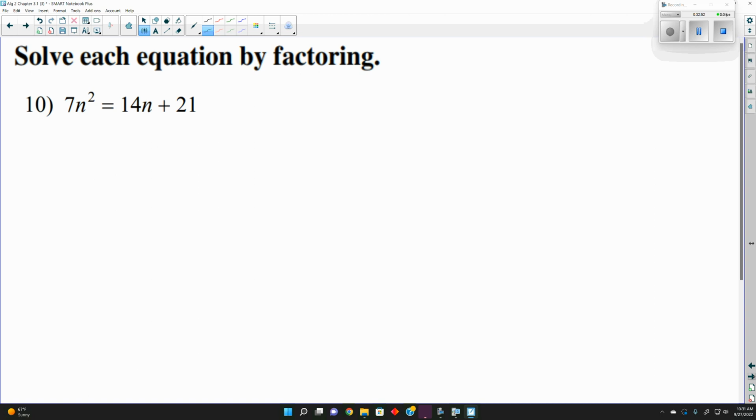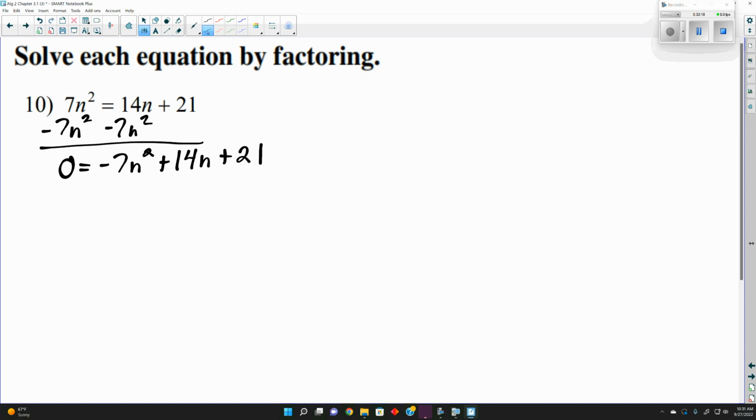Now with 10, you can move it in two directions. You can either move the 14n and 21 over, or move the 7n squared over and just factor out that negative. And I'll go on and work it just so we can see it. Because we can subtract 7n squared from both sides, which will tell me that 0 is equal to negative 7n squared plus 14n plus 21.